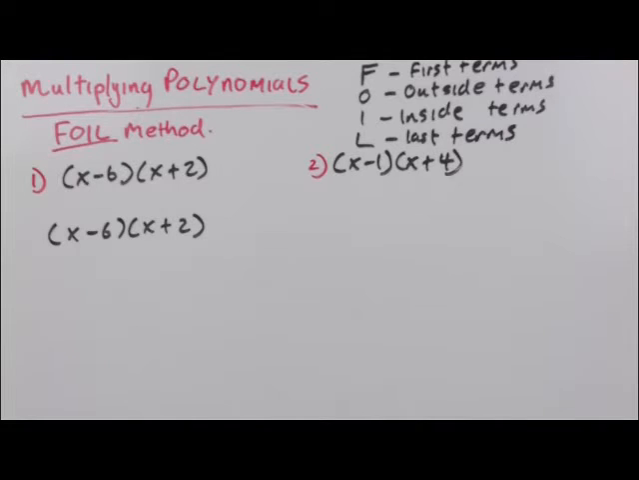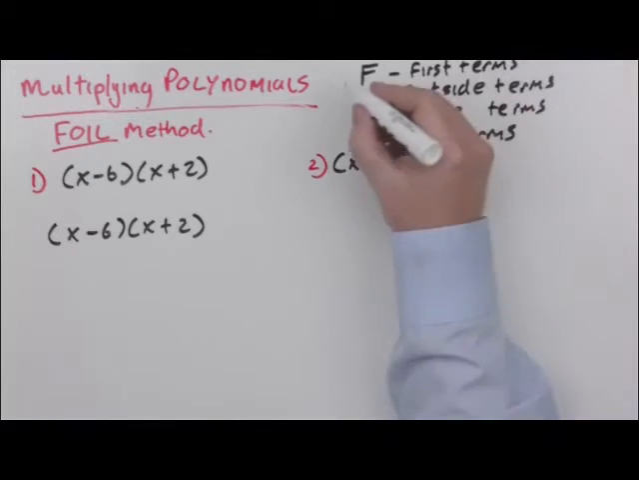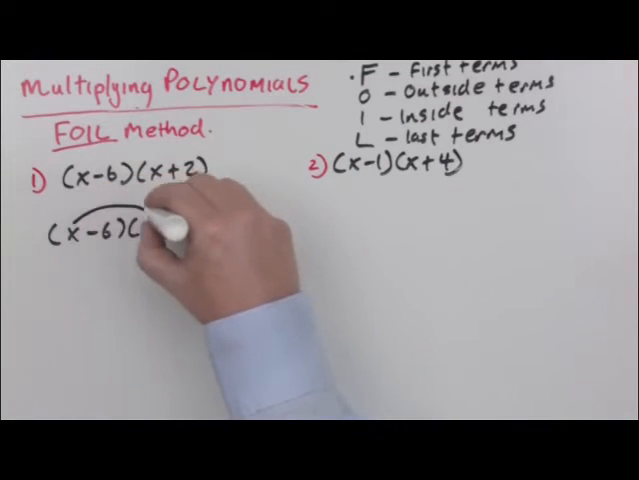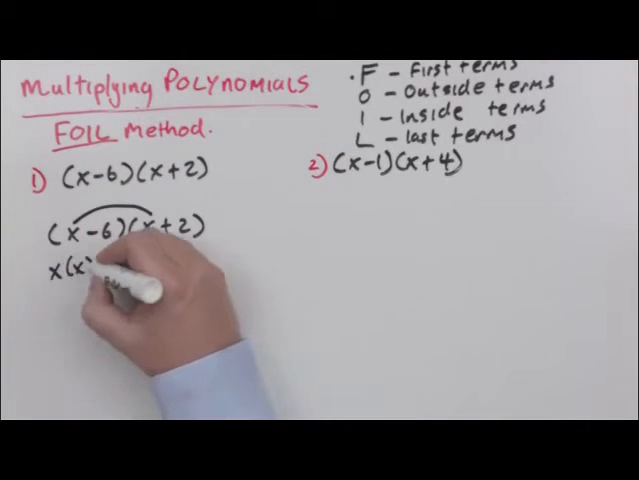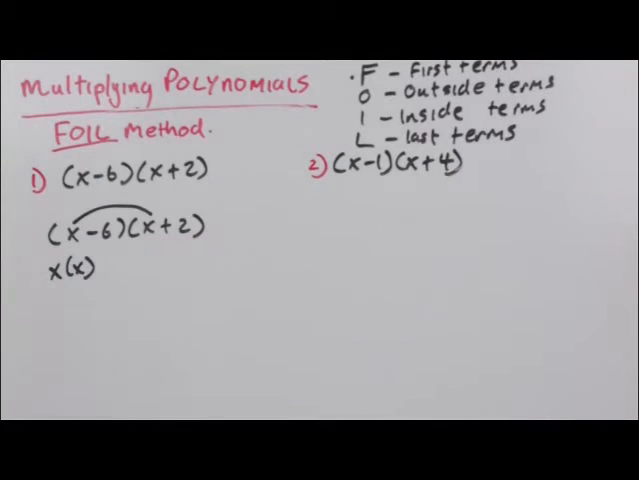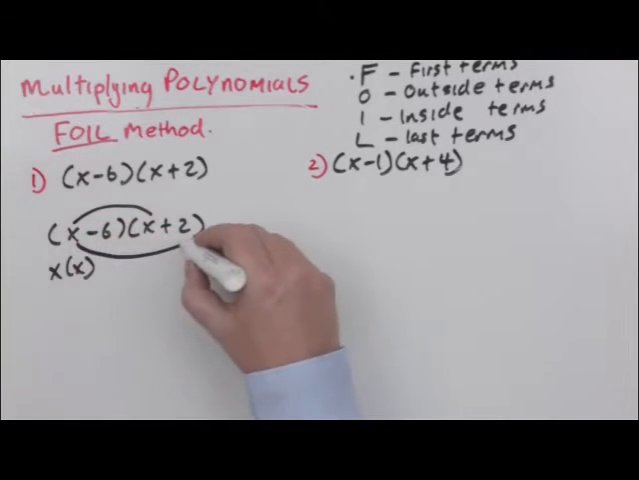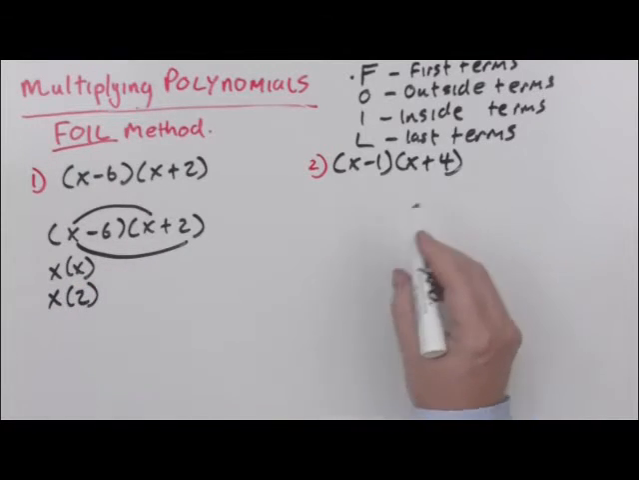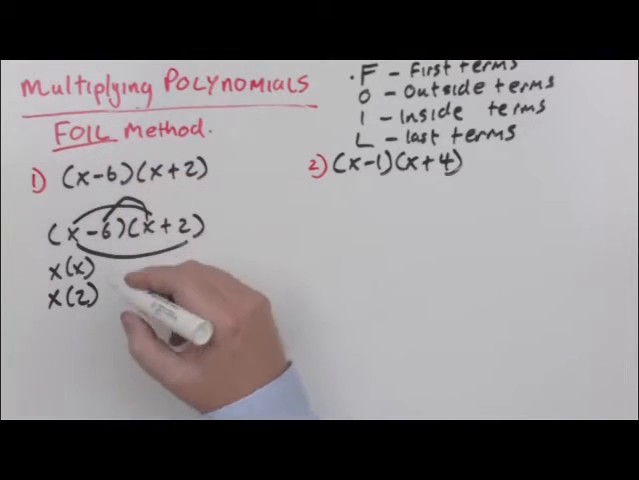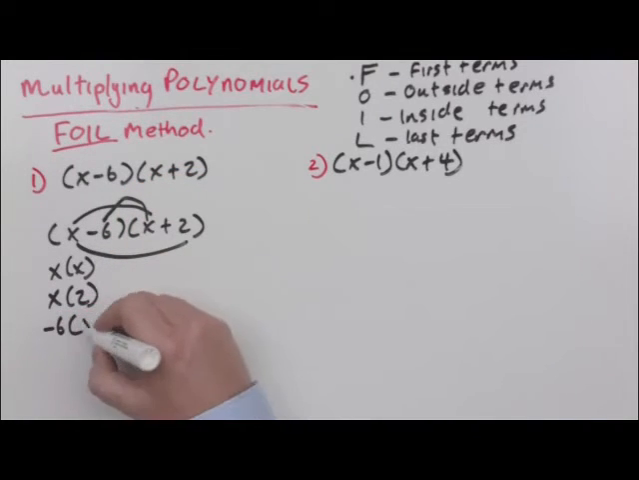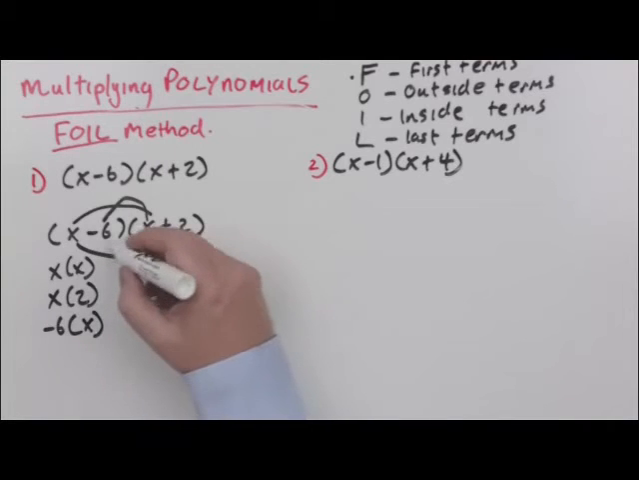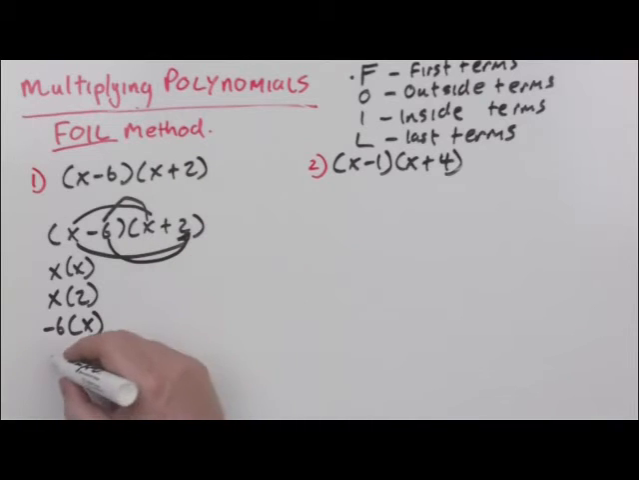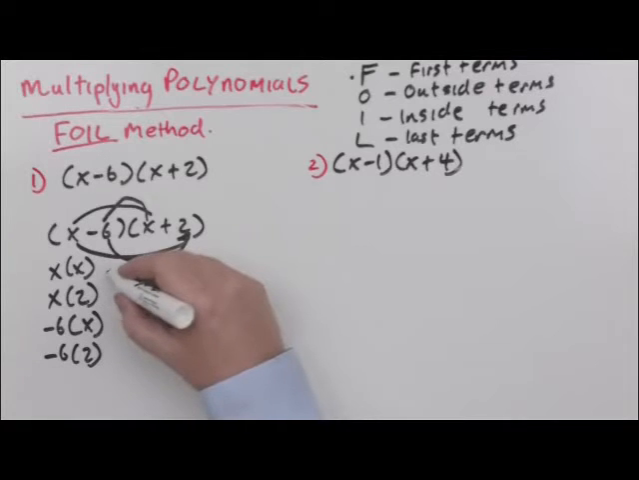Okay, the first terms would be the x and the x, the first terms in both these polynomials. So that's x times x. The outside terms are the ones on the outside of both polynomials, so that's x times 2. Then the inside terms, negative 6 and x. And then the last terms in both binomials, negative 6 times 2, and I organize it vertically. It helps me remember. Now I just have to multiply.